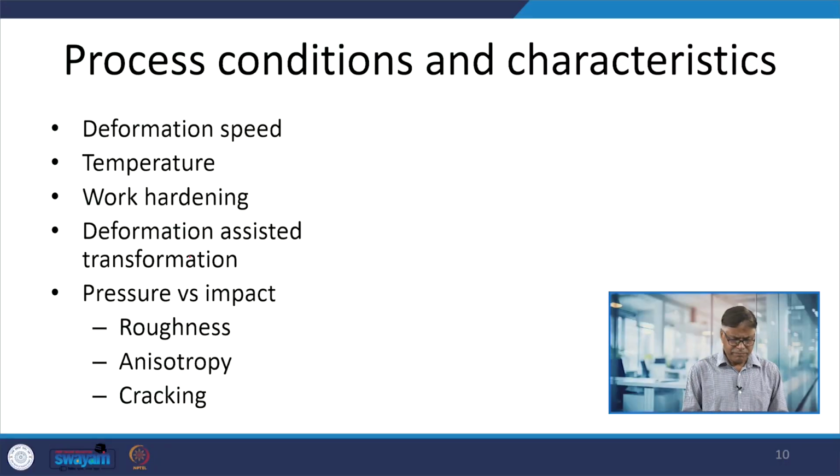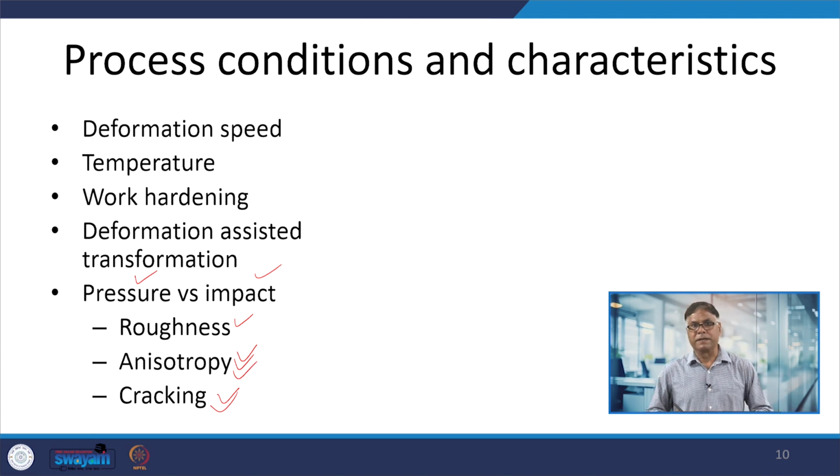So, the deformation of the material during the forming processes can be undertaken in different ways, like the use of pressure or impact. When pressure is used, roughness is low; when impact is used, roughness is high. Similarly for anisotropy, the property variation, when impact is used the anisotropic tendency is more as compared to when pressure is used, and the cracking tendency is also more when impact is used as compared to pressure. So, now here I will summarize this lecture.